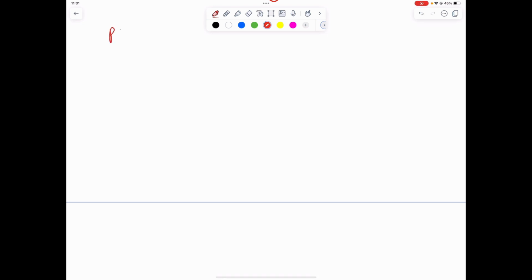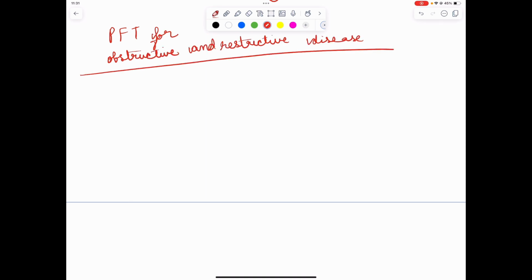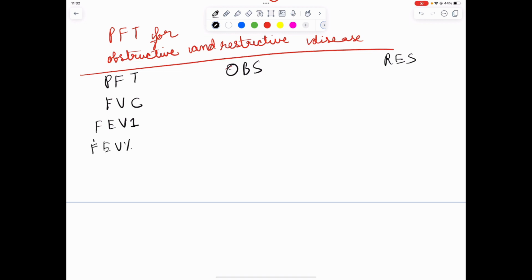See, now what are the pulmonary function tests for obstructive and restrictive disease? Remember, on one side we have obstructive disease and on the other side restrictive disease, and these are the pulmonary function tests: forced vital capacity, FEV1, and FEV1 percentage. These are the things that you would see.